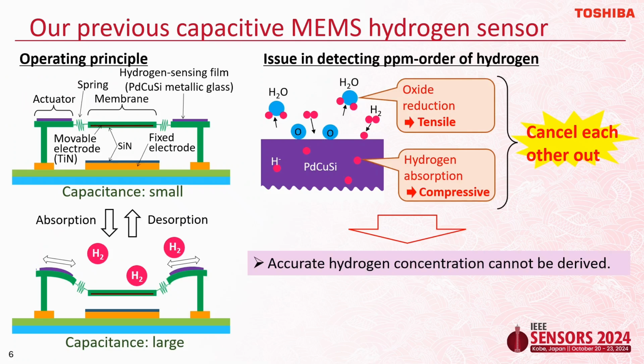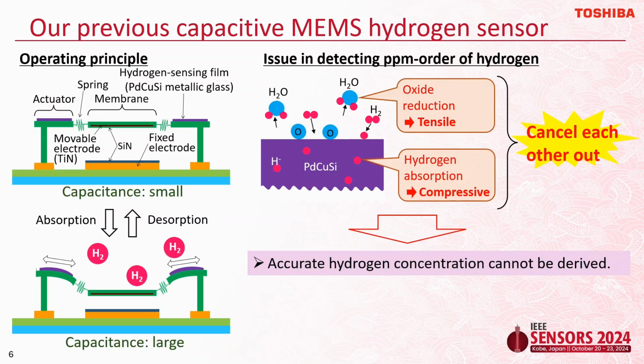I'd like to explain our capacitive MEMS hydrogen sensor that was used in the fire experiment on the previous page. This is the cross-sectional image of our hydrogen sensor. The sensor consists of actuators, membrane, and fixed electrode. The sensing film was formed on the actuators. The film expands or contracts by absorbing or dissolving hydrogen. The resulting strain actuates the membrane upward and downward, changing the capacitance between the electrodes.